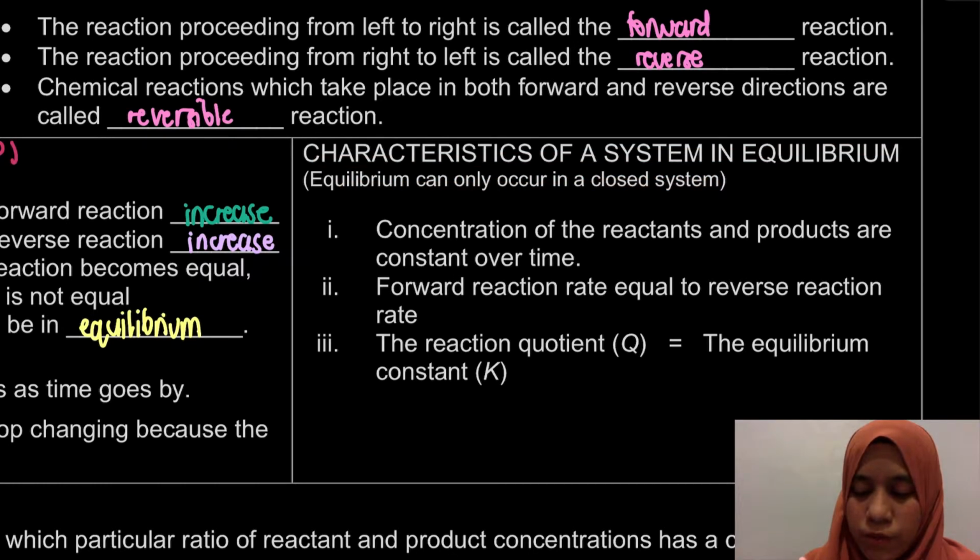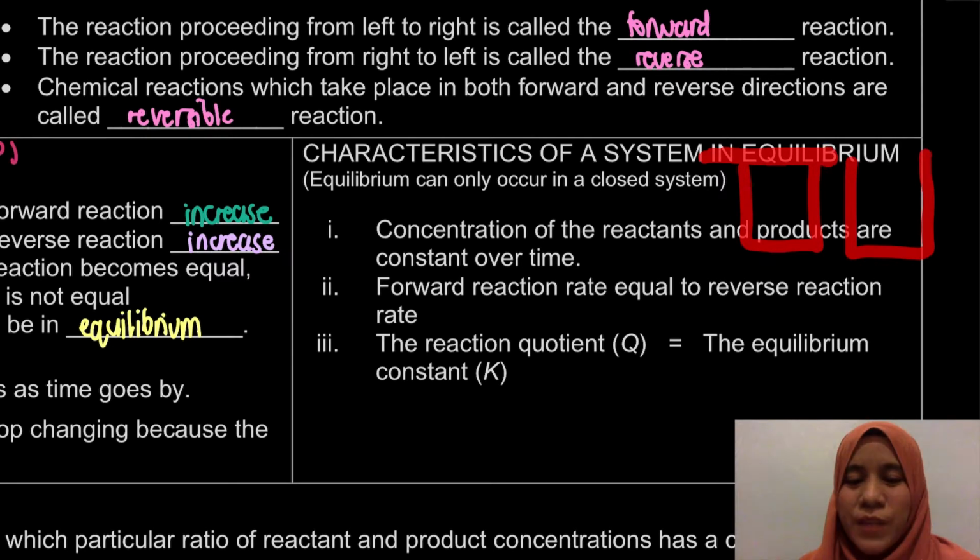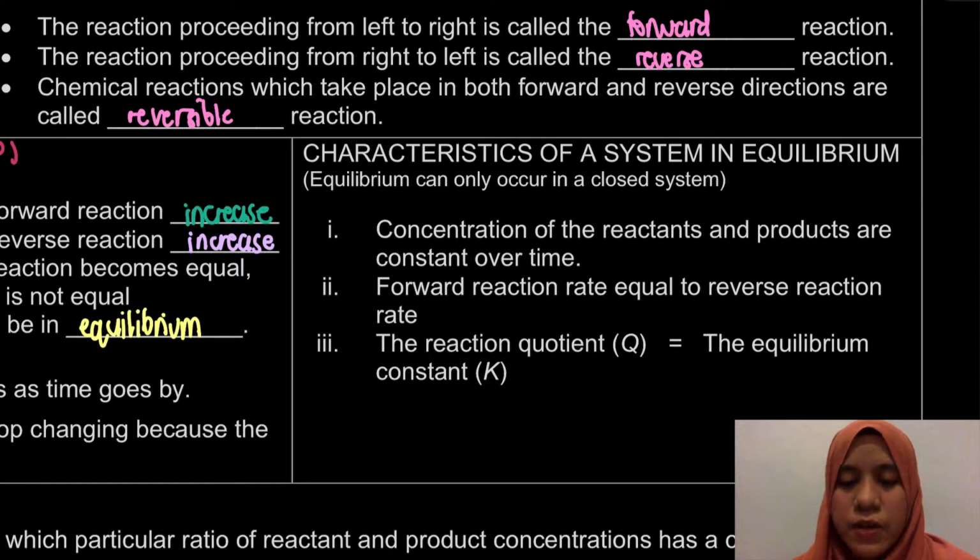A closed system means, for example, if we have a container, okay, so we have two containers. A closed system means it is being closed, meaning it is covered. If it is open, it means our container is open, with no cover. That's all. Okay, what are the characteristics? Okay, the characteristics are that the concentrations of the reactants and products are constant over time, and then the forward reaction rate equals the reverse reaction rate, and last but not least, the reaction quotient Q is equal to the equilibrium constant.